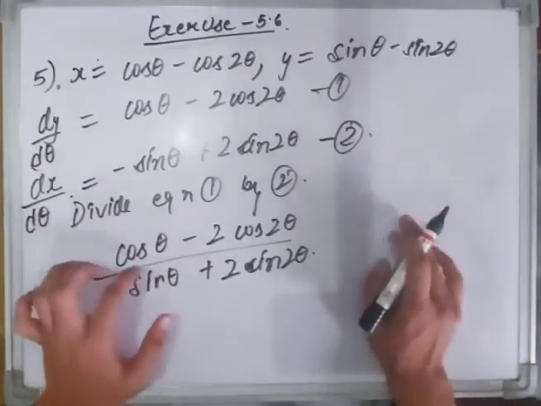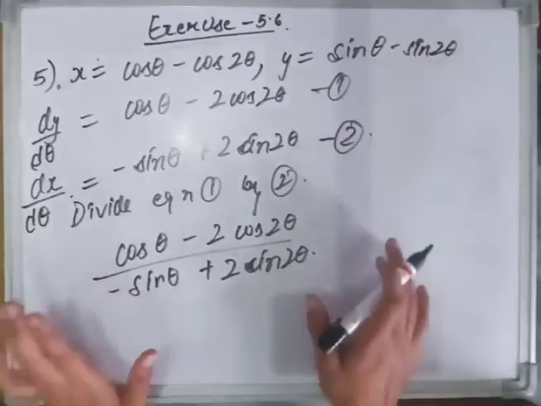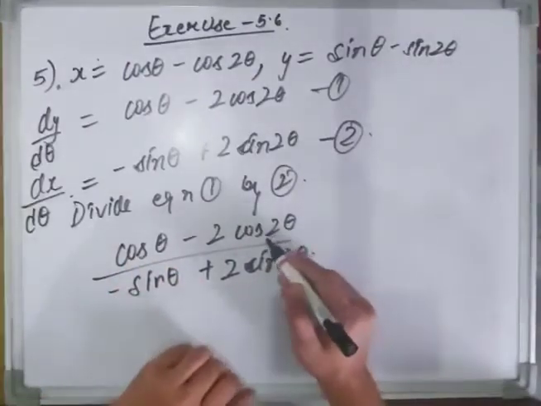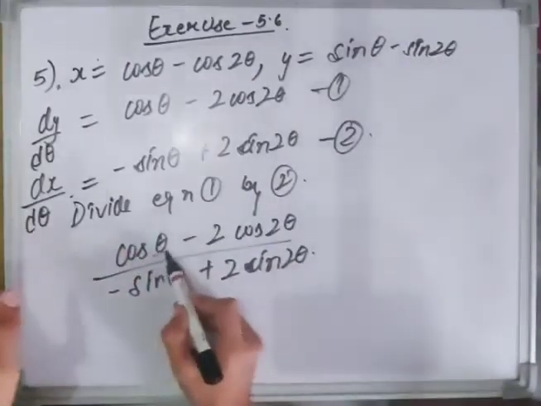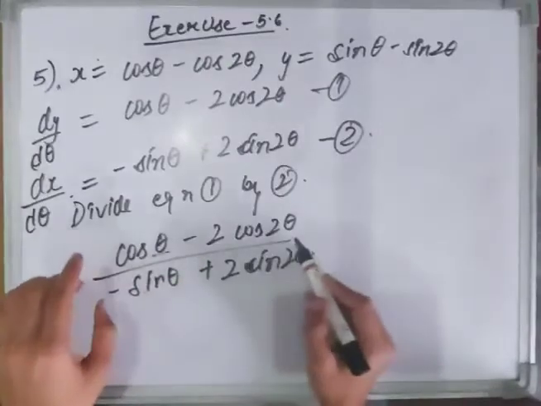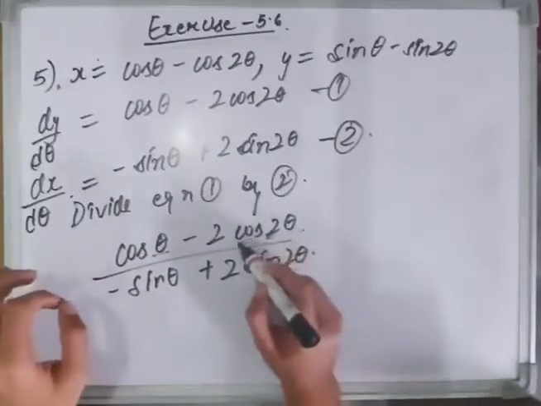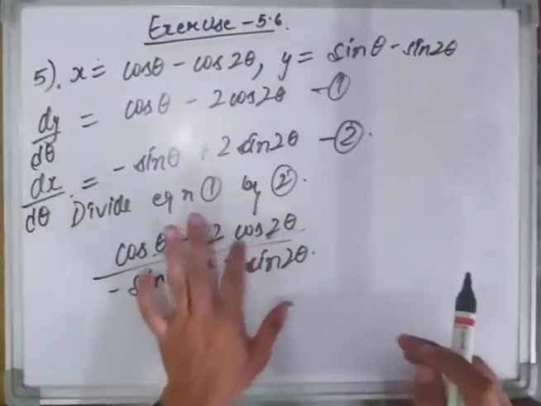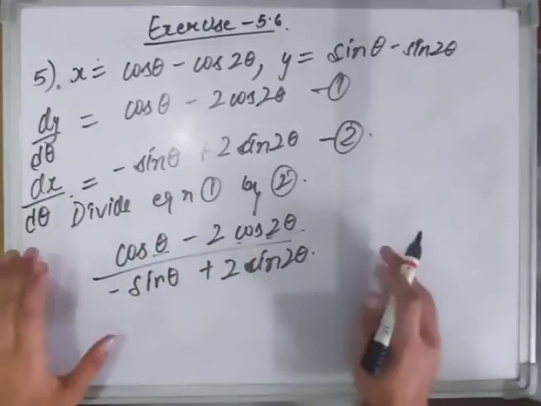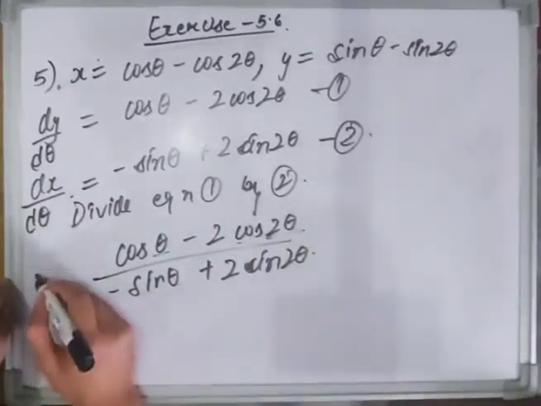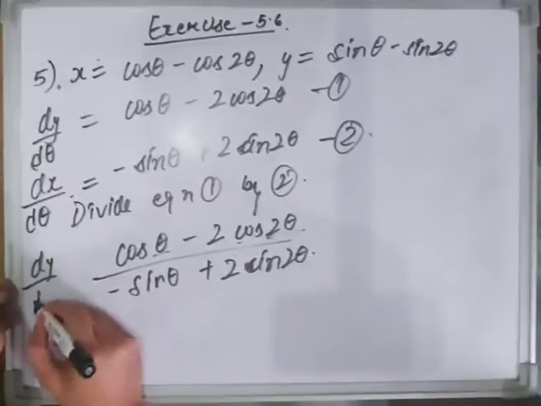You cannot take out cos theta common unless the angles are the same. Here we have theta as the angle of cos, and here 2 theta is the angle in this cos. The same is applicable to the denominator as well. So this was our value of dy upon dx.